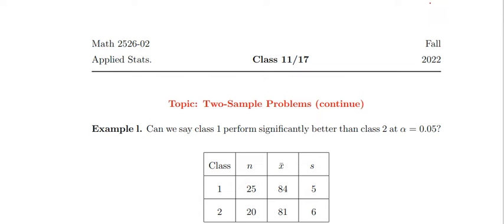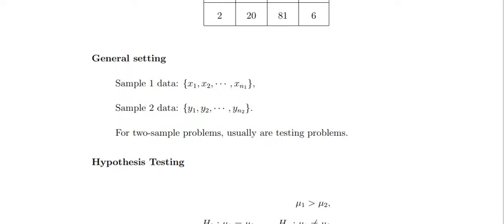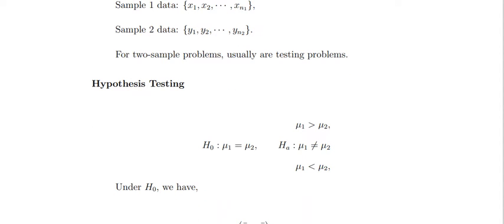Okay, so today we will continue the topic of the two sample problem. The two sample problem is just comparing two classes or two different methods. For the two sample problem, we usually convert it into a testing problem. So H0 is mu1 equals mu2.